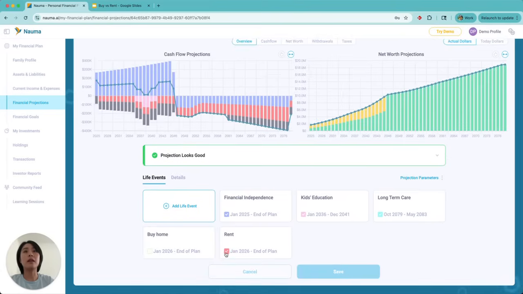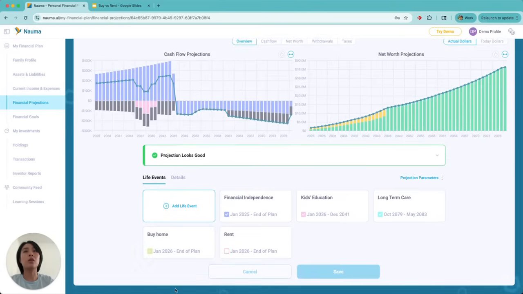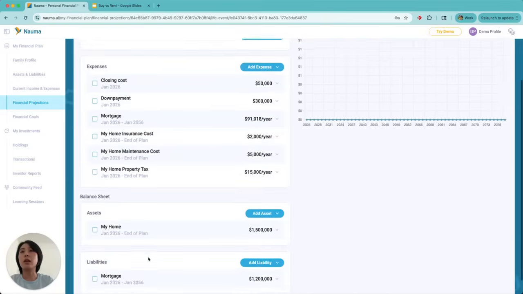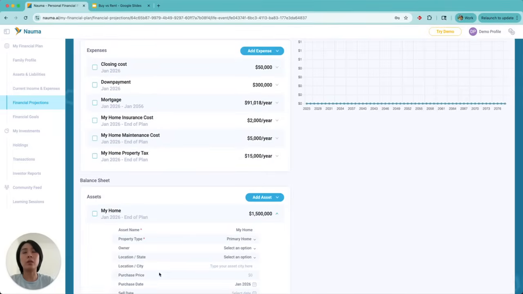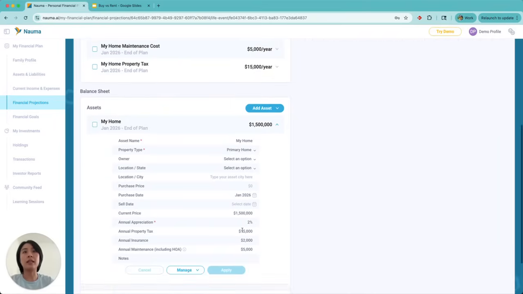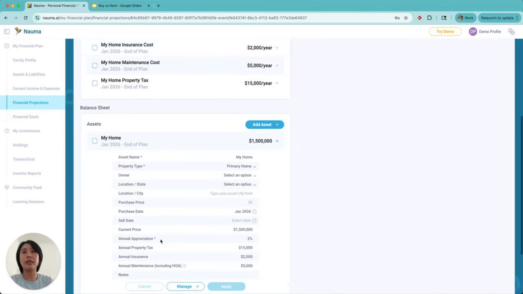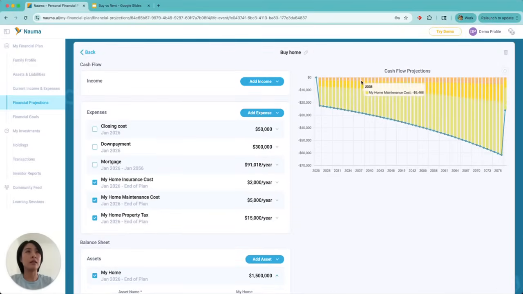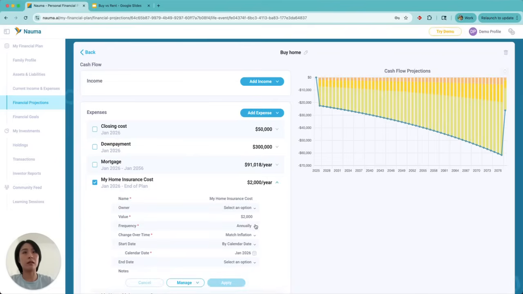On the other end, we can buy a home. Let's see what we have before we actually compare the numbers. In this case, I'm assuming they're buying a place at 1.5 million next January, and I set up the property tax, insurance, and maintenance cost. So let's turn this on. Once I turn on the asset, all the expenses show up at the same time. They match inflation as they grow.